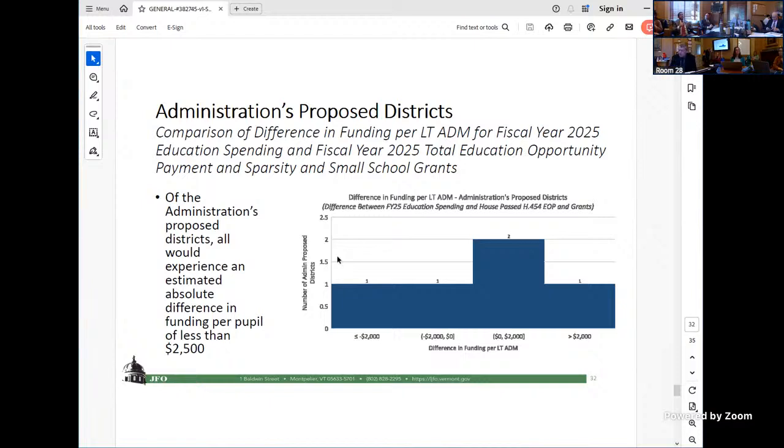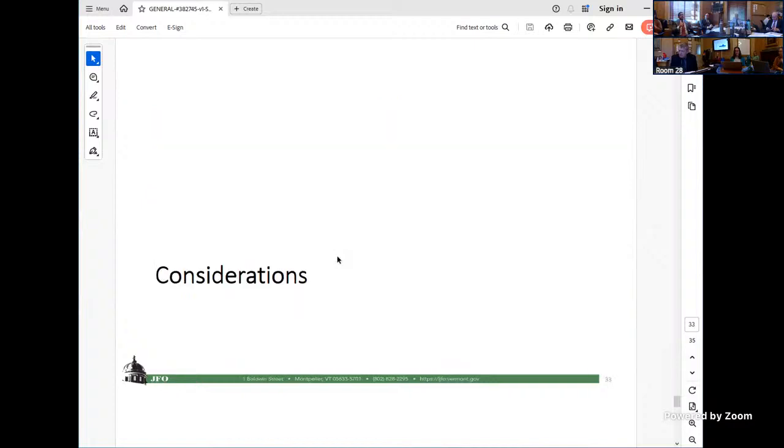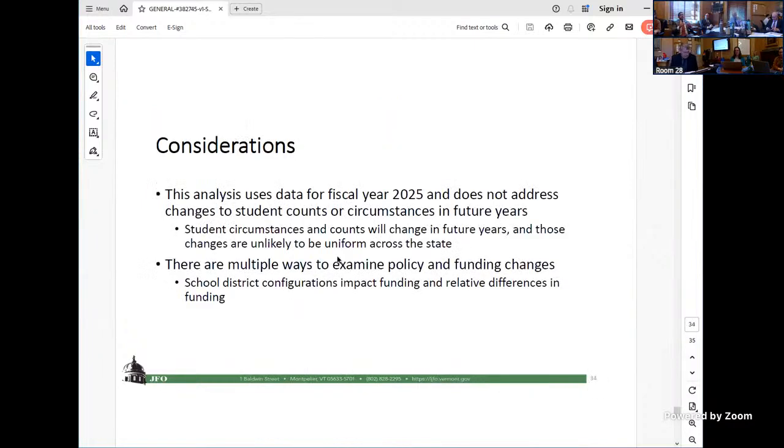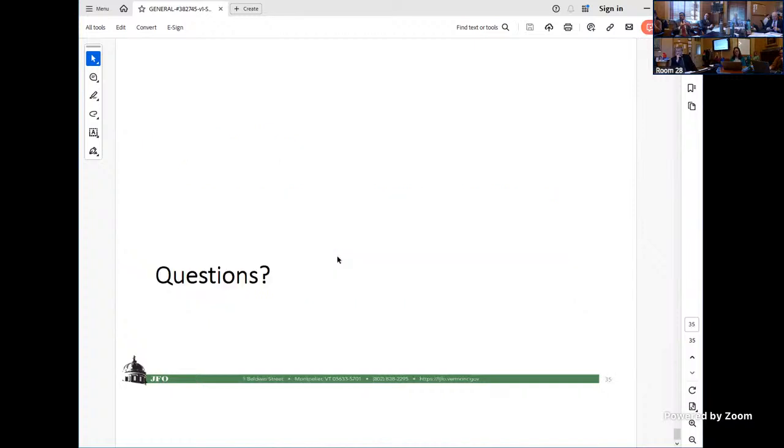Yes. So, last slide here we are, considerations. I think we've spoken about all of this, but I do want to note, we're not talking about future years, we're talking about FY 25, so we know circumstances, counts, and demographics are going to change, unlikely to be uniform changes across the state. And there are just different ways to examine policy and funding changes. So this is one way of doing so, but depending on how granular you are and your constructs, you learn different things. That's all I have prepared.